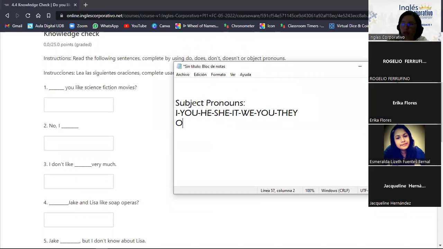Pero luego hay otros que se llaman object pronouns, que son sobre quien recae la acción, ¿verdad? En este caso, si es I, va a ser me. Si es you, va a ser you. Si es he, va a ser him. Si es she, va a ser her. Si es it, no cambia. Si es we, es us, right? Si es you, tampoco cambia. Y si es they, es them, right?